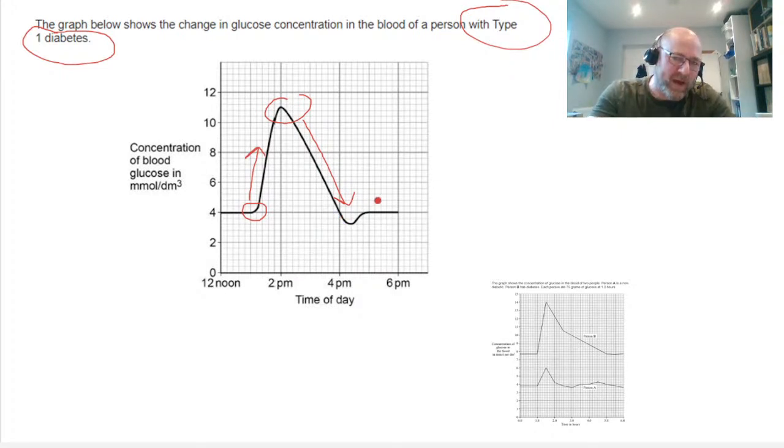Now, this bit of their body's working really well. What's happening here? It's gone too low. What's happening here? This bit's actually working well. So what's happened there?